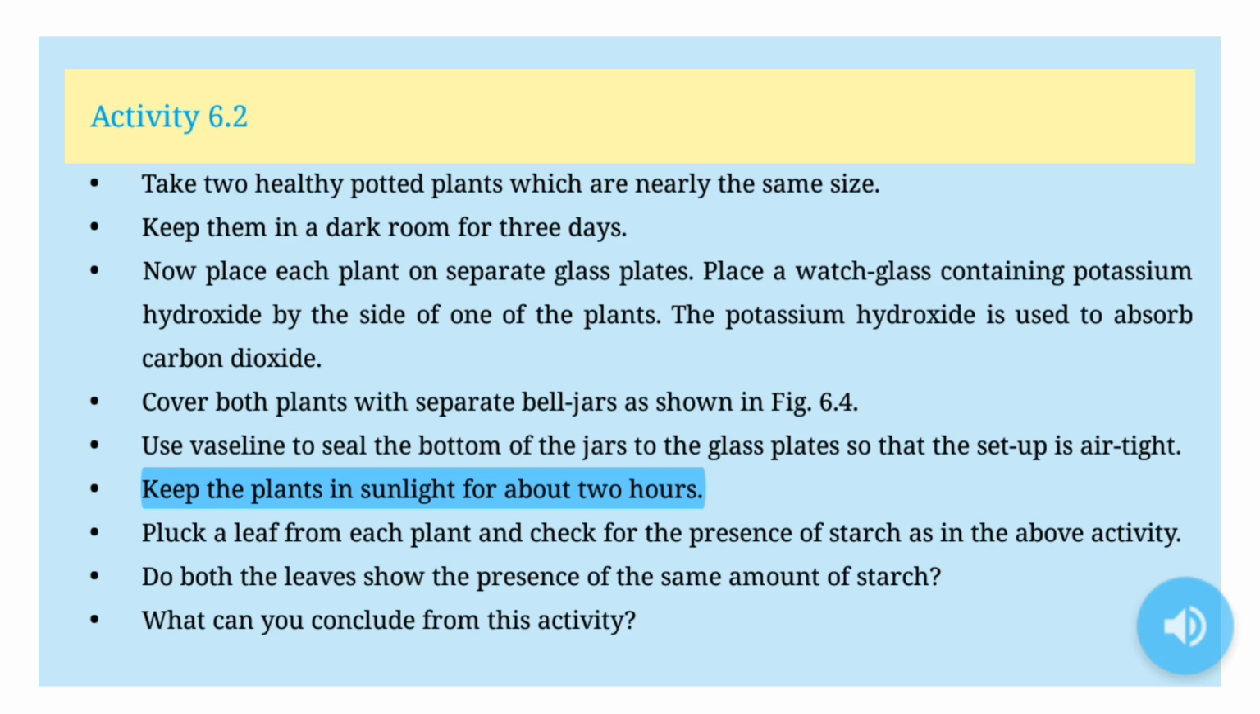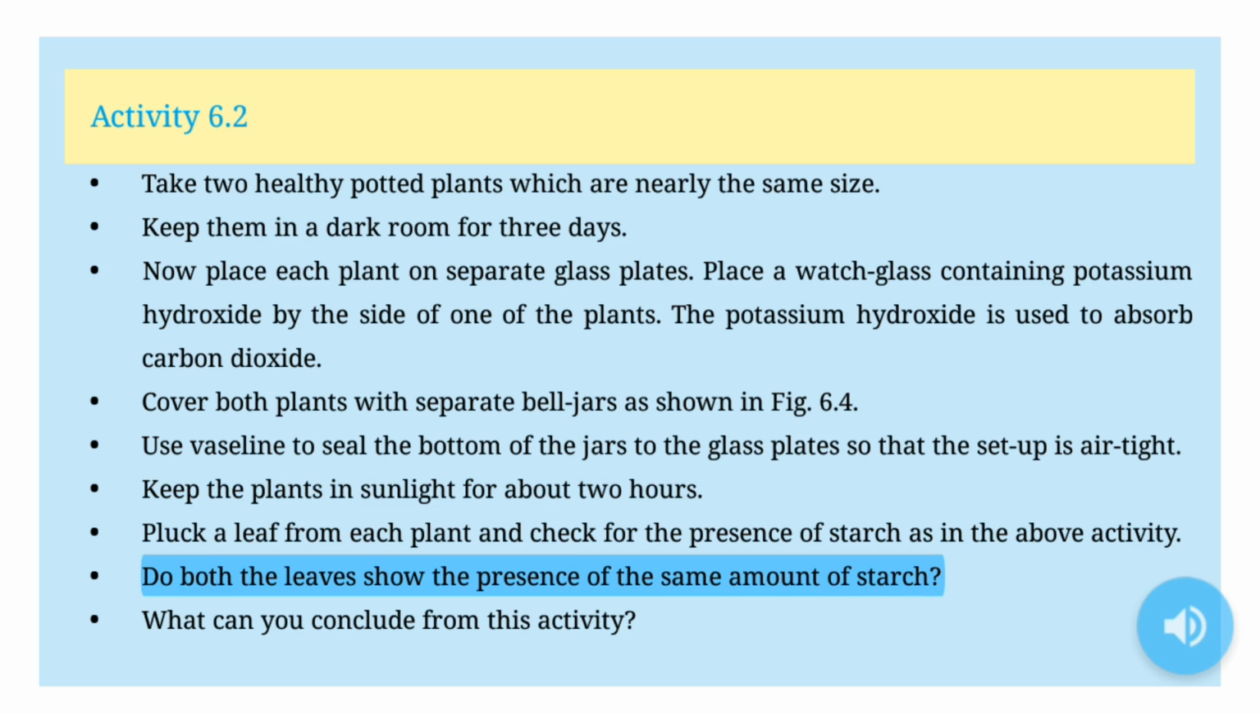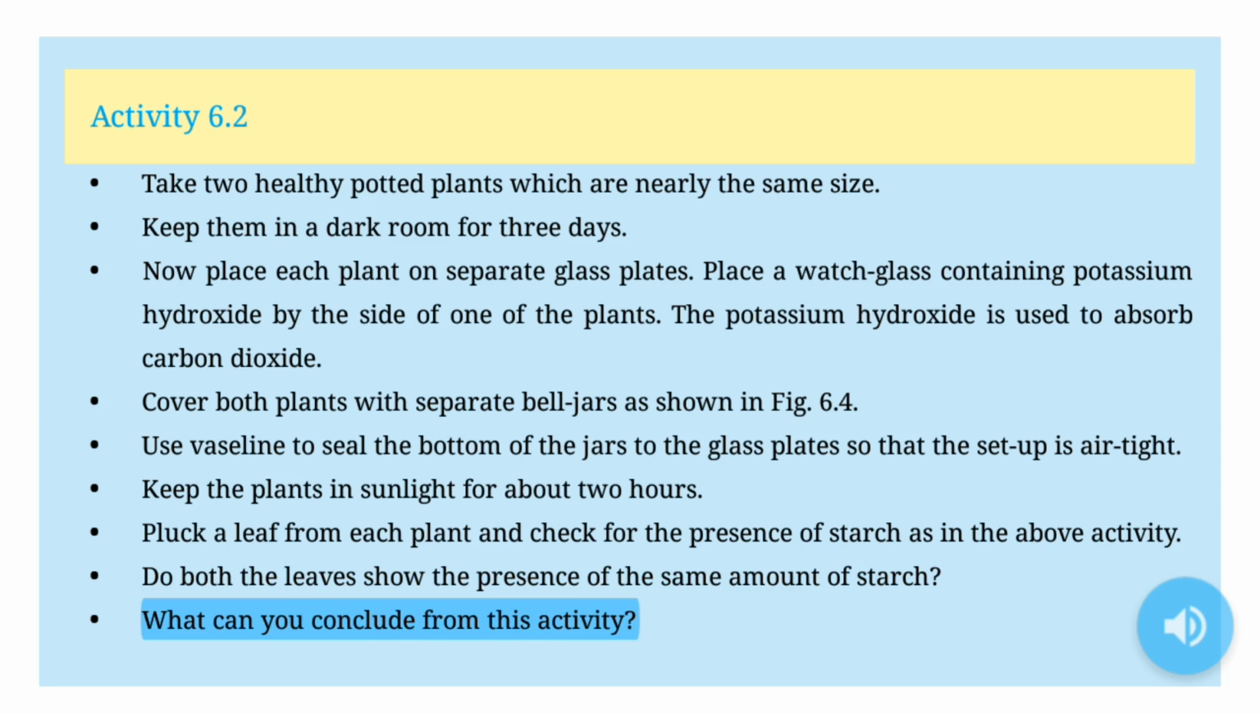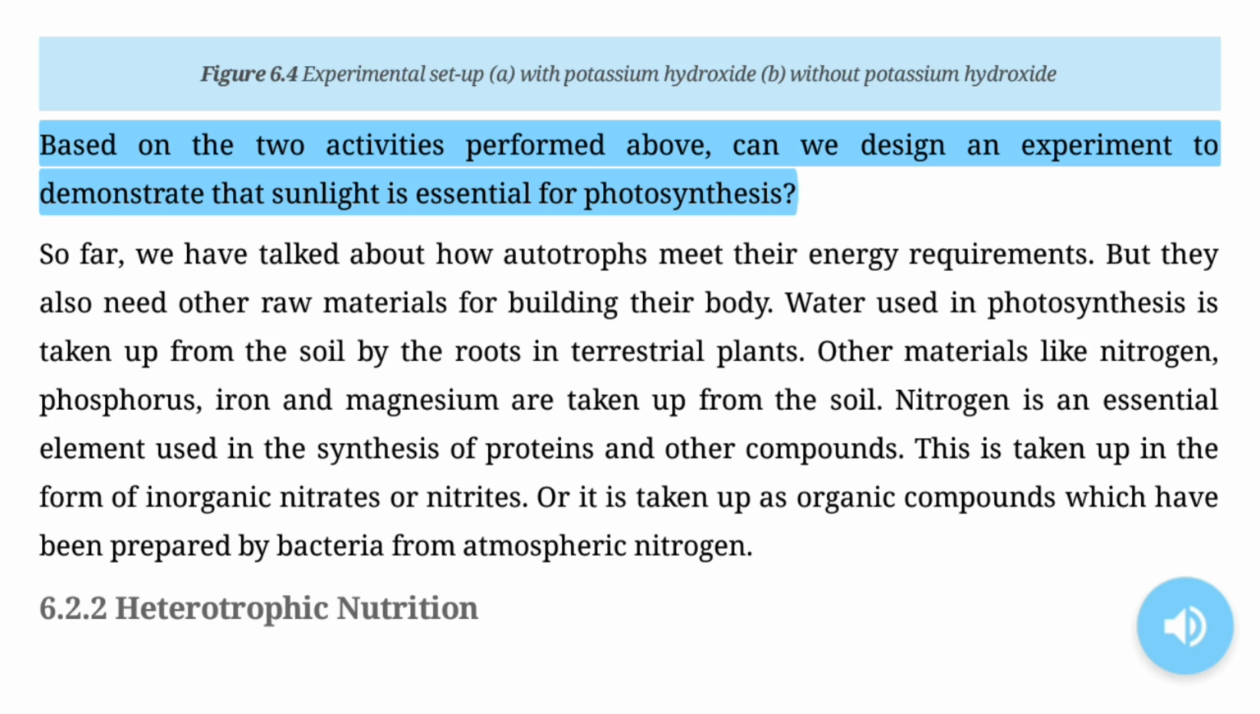Keep the plants in sunlight for about 2 hours. Pluck a leaf from each plant and check for the presence of starch as in the above activity. Do both the leaves show the presence of the same amount of starch? What can you conclude from this activity? Figure 6.4. Experimental setup: A with potassium hydroxide, B without potassium hydroxide. Based on the two activities performed above, can we design an experiment to demonstrate that sunlight is essential for photosynthesis?